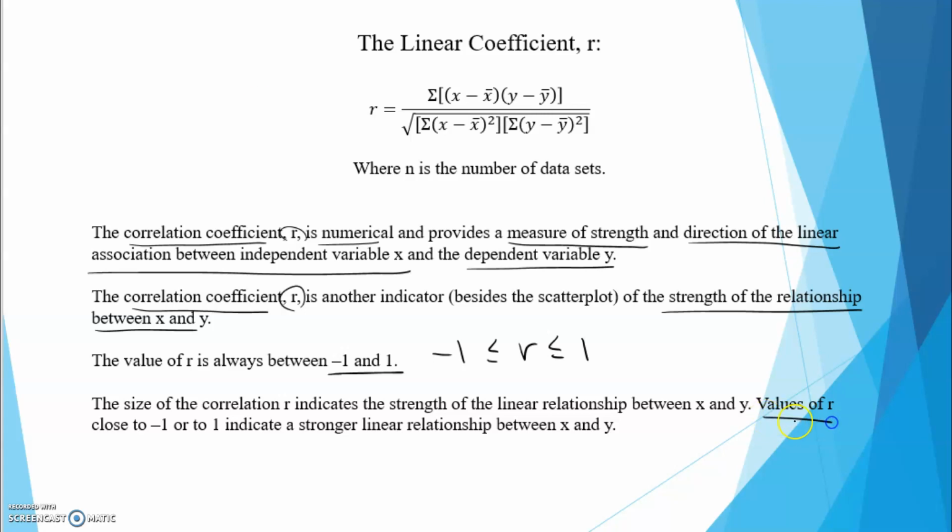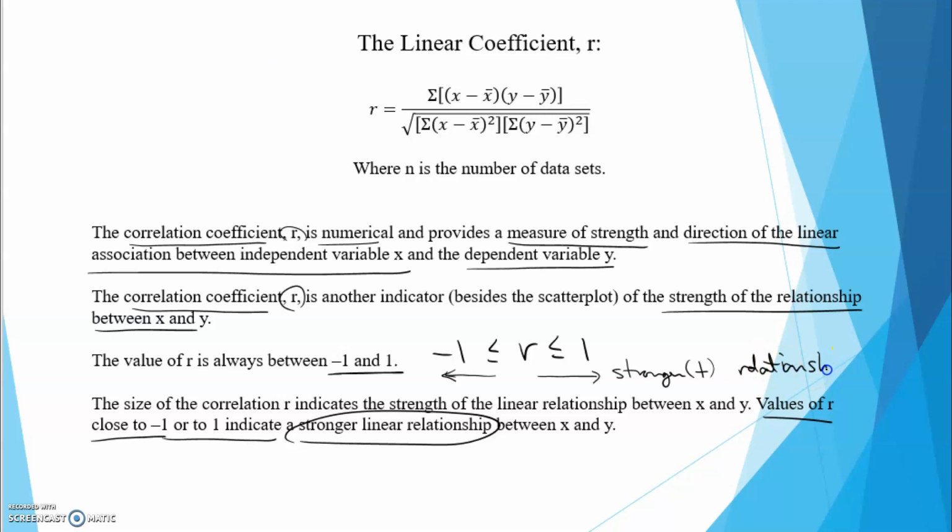Values of R close to 1 or close to -1 mean you're going to have a strong linear relationship between x and y. So the closer you get in this direction or this direction, the stronger the relationship gets. Over here, this would be a stronger positive relationship, whereas over here, this would be a stronger negative relationship.